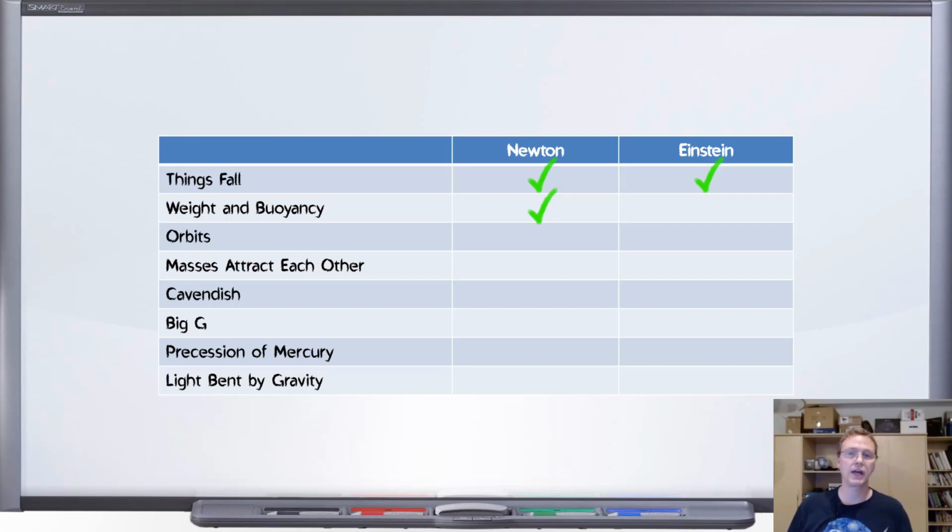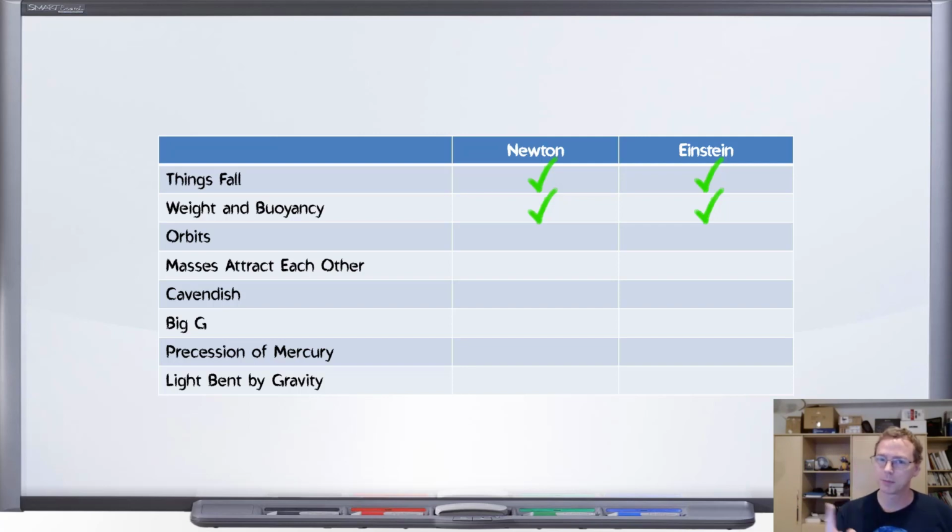How about Einstein? Is Einstein going to overturn this one? No, of course not. Can't. We all know that weight and buoyancy work correctly under the existing equations. So these new equations must match those results exactly, and they did.